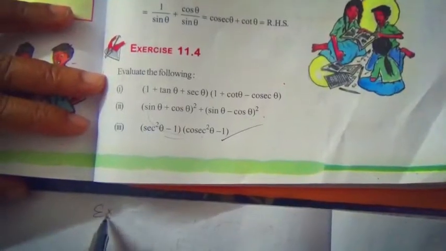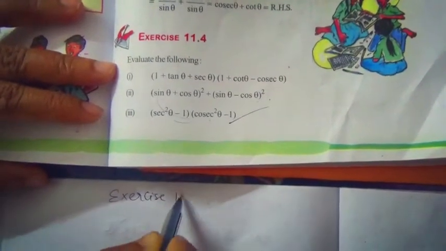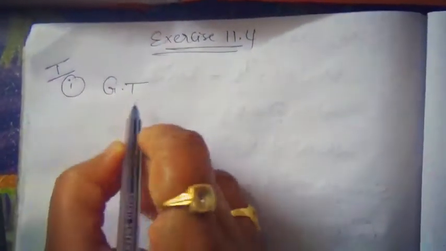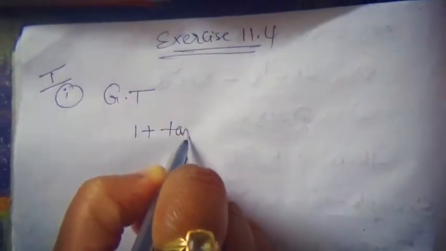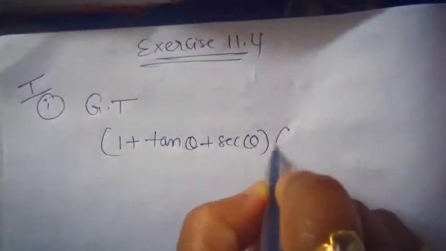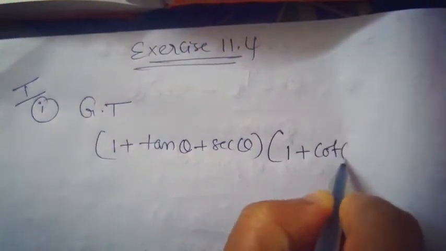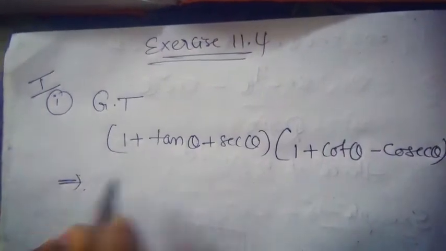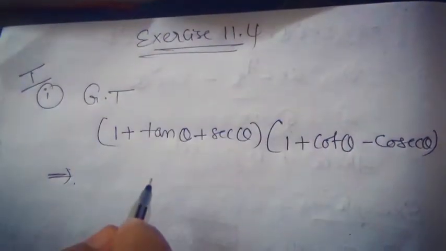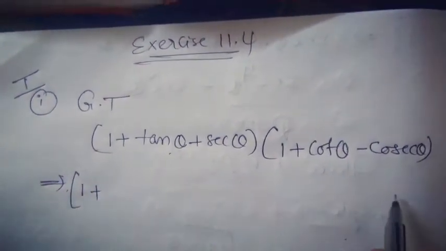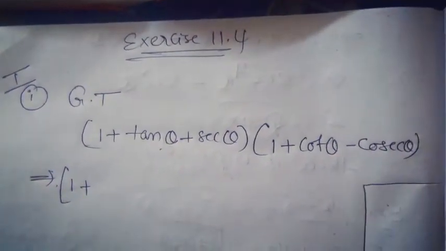So exercise 11.4. Okay, in the first sum, given that (1 plus tan theta plus secant theta) by (1 plus cot theta minus cosecant theta). All the formulas we have to use in this 11.4. Okay, 1 plus tan theta means, I am recollecting the formulas here.